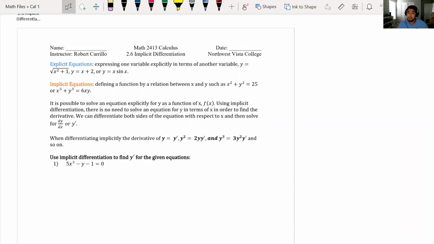An implicit equation is a relation between x and y, such as x squared plus y squared equals 25, or x squared plus y squared equals 6xy. So implicit says, hey, there's no need to rearrange and solve for y. Just take the derivative as is. Implicit actually makes our life a lot easier.